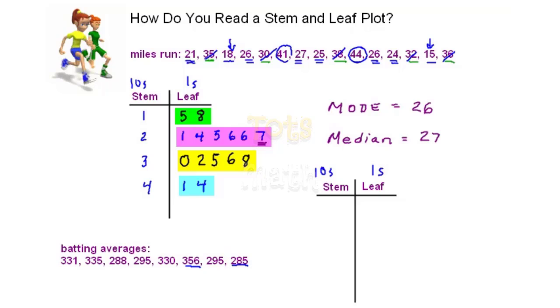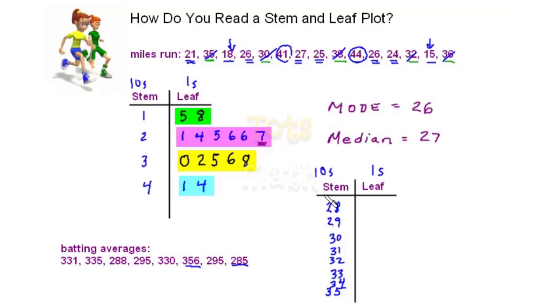So let's begin with the smallest number, 285. We can think of this number as having 28 tens. So we're going to begin our stem with 28 tens. The largest number is 356. So we can think of this number as having 35 tens. So our largest stem will be 35. And then we can fill in the numbers between 28 and 35. Now we can fill in our leaves.